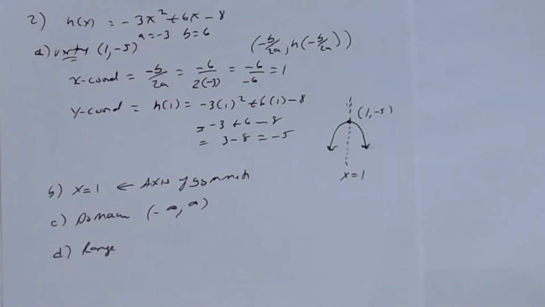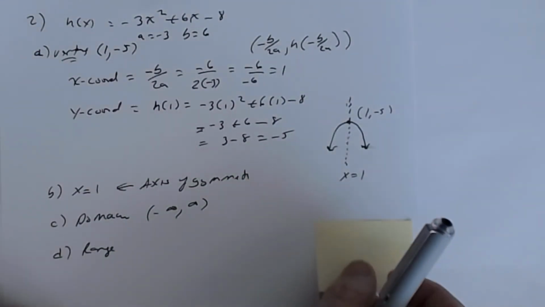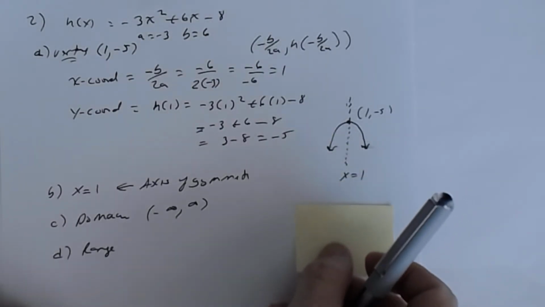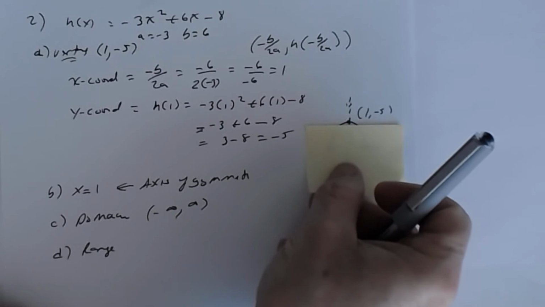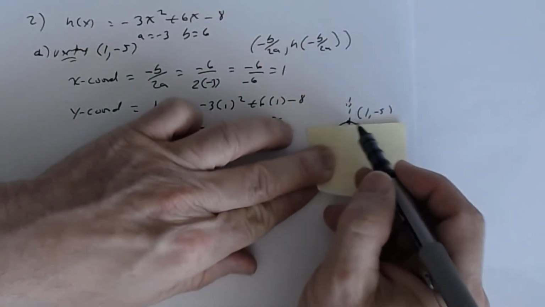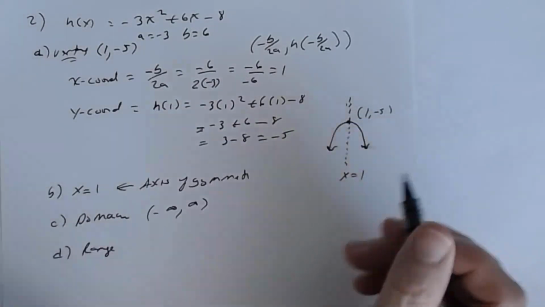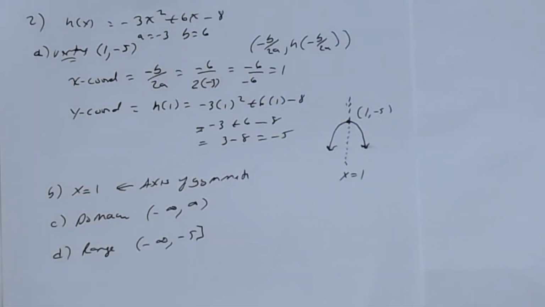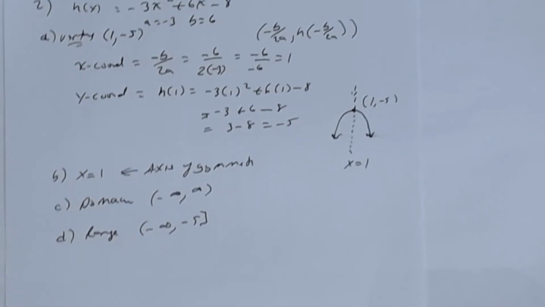Now, when doing the range, just from previous experiences, you're going from bottom up. So notice that these arrows are pointing down. So as you go from negative infinity, this is the highest point on the graph, right? And so that y value is negative 5. So you're going from negative infinity to negative 5 with a bracket. All right, so it's D.